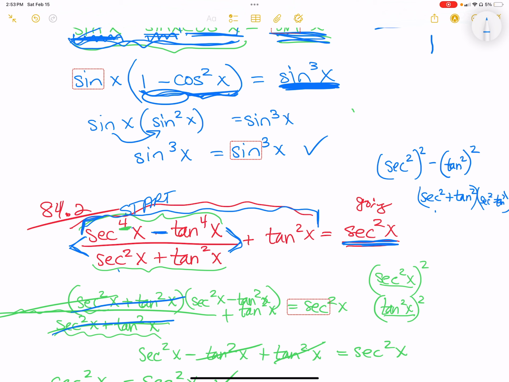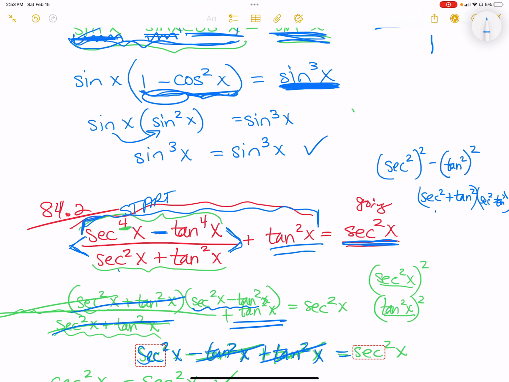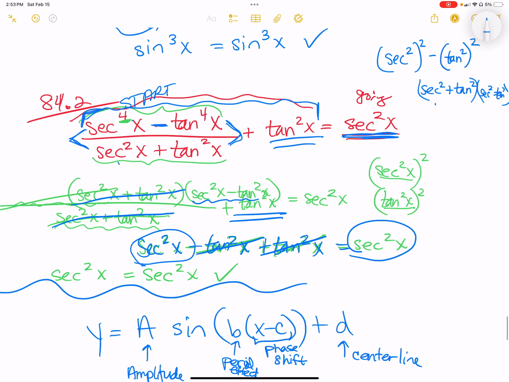Then I just copy the rest down: secant squared x minus tangent squared x. Then this is the rest of what was already there, plus tangent squared x, equals secant squared x. Well, I have minus tangent squared plus tangent squared. That's 0. So now I have secant squared x, secant squared x. It matches. Imagine that. All of that eliminated, and there it is. So it's really about factoring and replacing until we can make something look like something else.